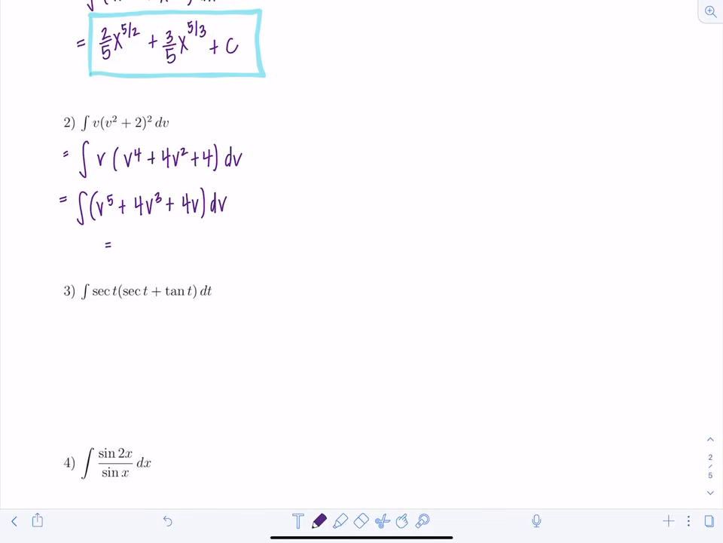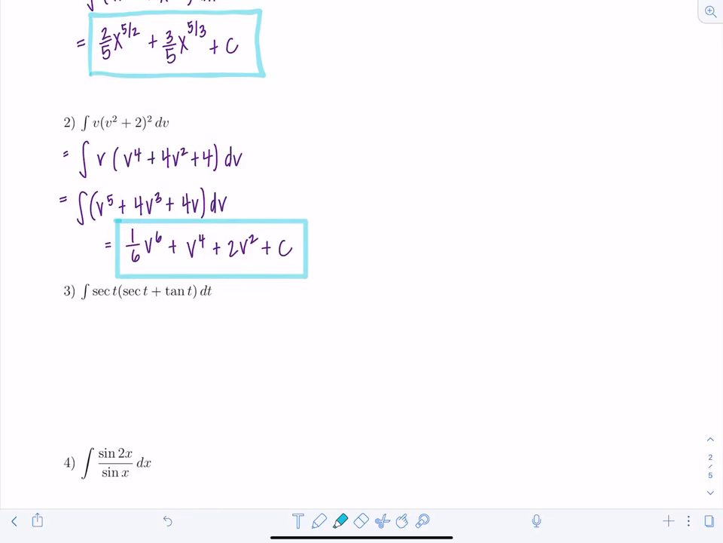So the antiderivative of v to the 5th is 1/6 v to the 6th. Antiderivative of 4v cubed, I'm going to have v to the 4th and then divide by 4, so the 4 cancels, so it's just v to the 4th. I'm going to have v squared and then divide by 2, so now it's 2v squared and then plus c. Okay. Good.